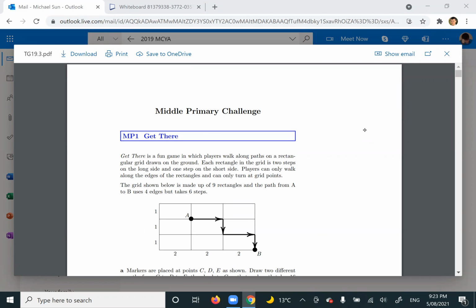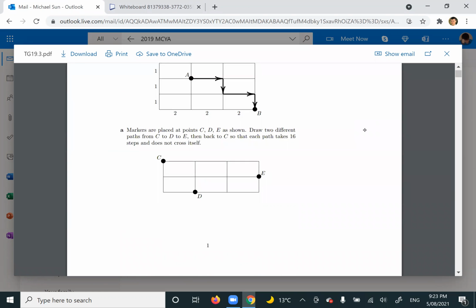Okay, so this week, this is what we're doing, see? MP1. Okay. So this should take us a whole week, okay? Let me explain to you the problems. A whole week? Yeah.